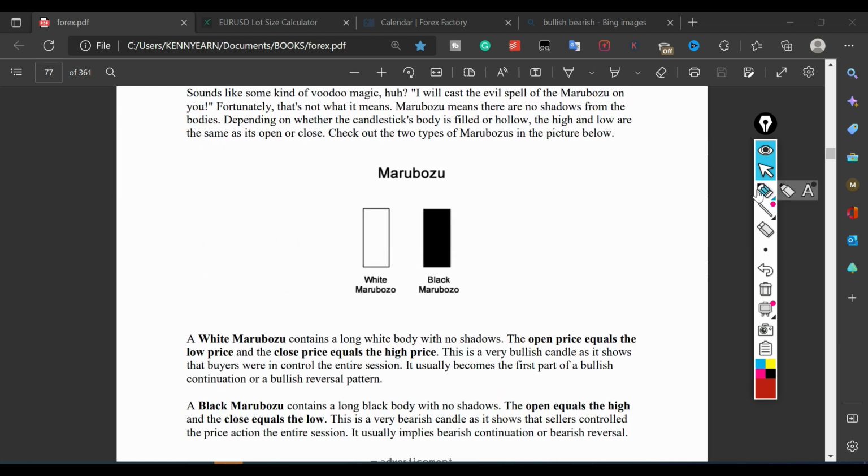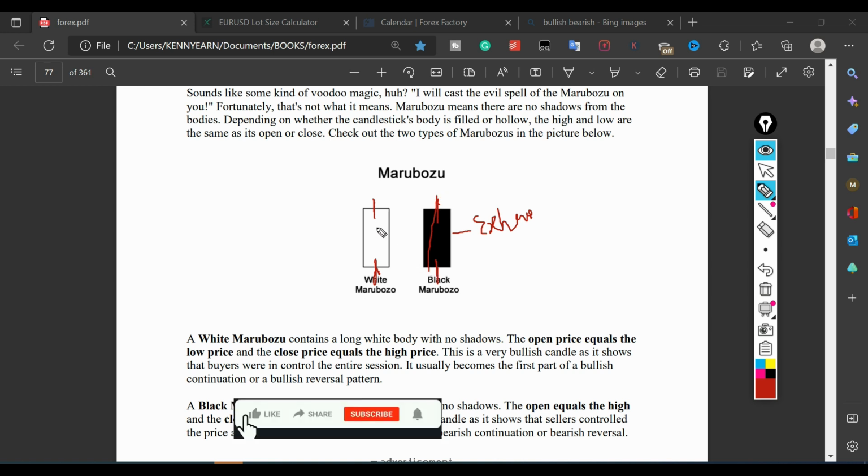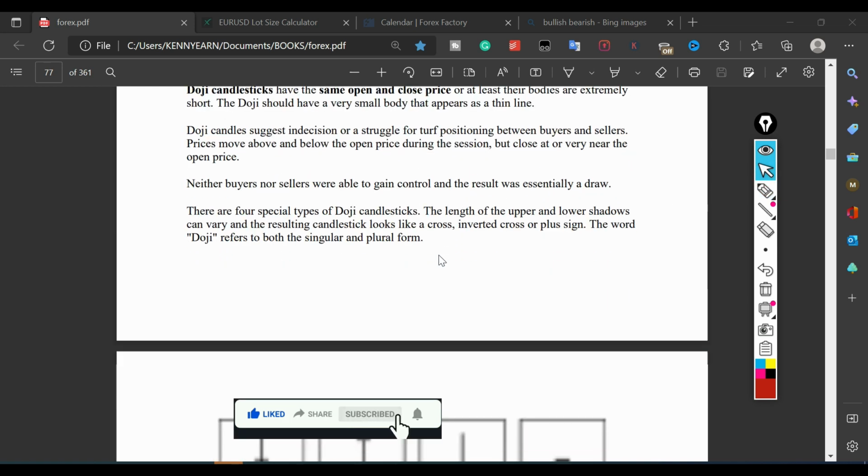The next one is Marubozu. A Marubozu candle is a candle that has no wick. How do you identify a Marubozu? It has no upper shadow or lower wick, either below or above, and it signifies exhaustion. Exhaustion simply means maybe sellers are getting weaker or buyers are getting weaker. That's what a Marubozu candlestick depicts in the market.